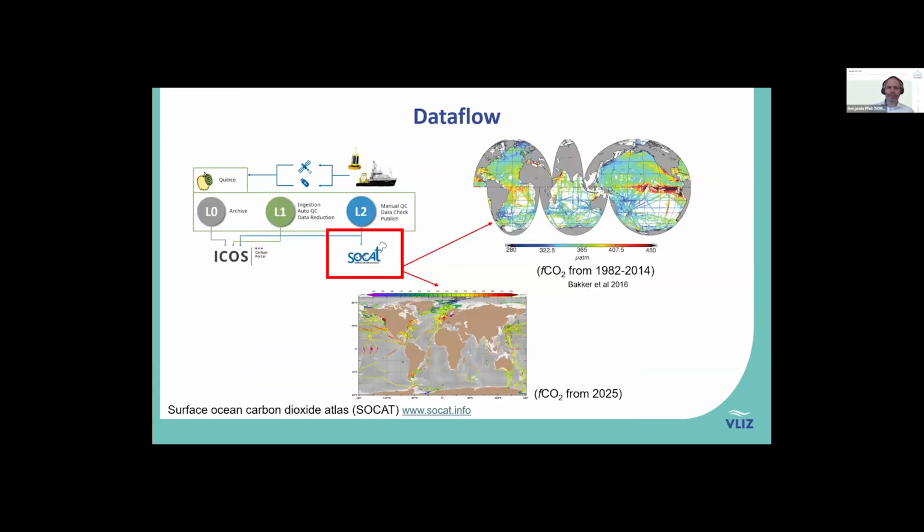Then the data flow is basically, as described before, we have the level 0 and level 1 data going through Quince, then it's quality controlled, with the manual QC at the end by the scientists to confirm that everything is good. We do a final data check. Then the data is integrated into global data products, for example SOCAT, the Surface Ocean CO2 Atlas. And then the data is made available to the ICOS Carbon Portal as well.